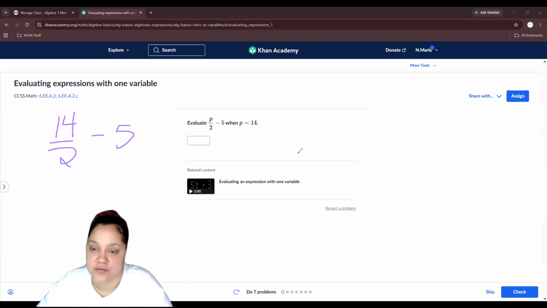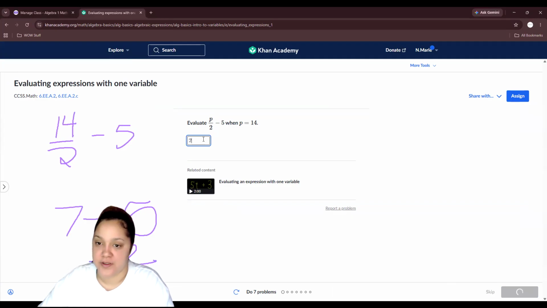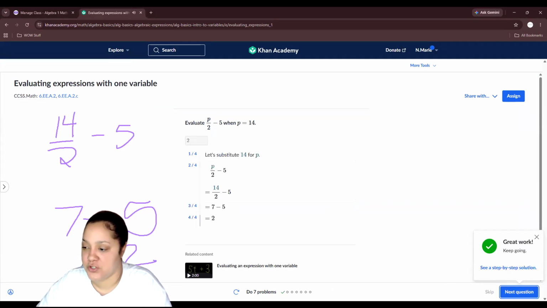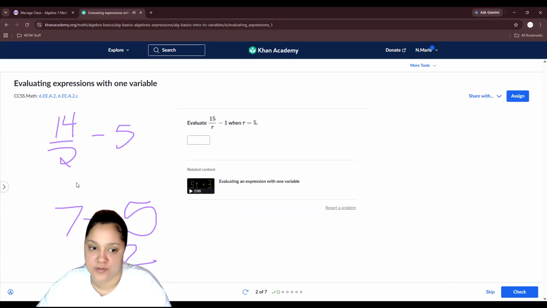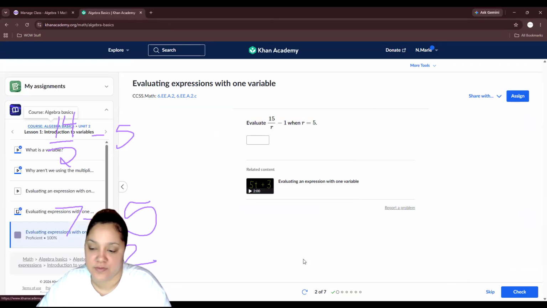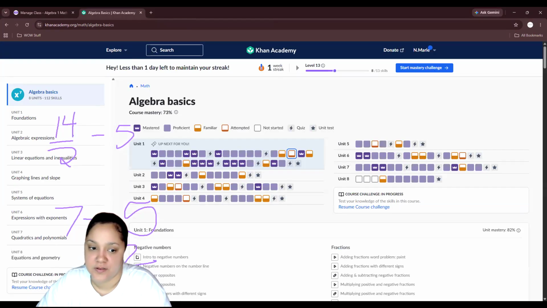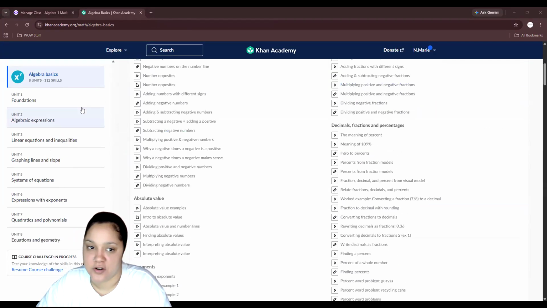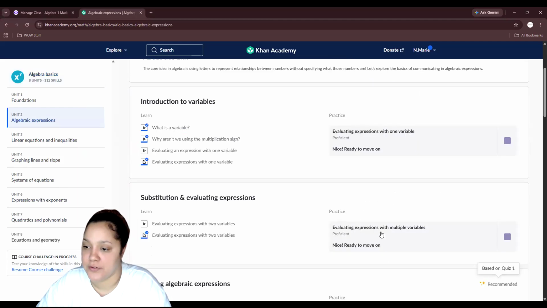So this is division. Fractions are division. This is 14 divided by 2, which is 7. 7 minus 5 is 2. Always go in PEMDAS order. If you were to get it wrong, they'll show you how to do it. And so that's why it's good to practice on Khan Academy, because they'll show you how to do it.